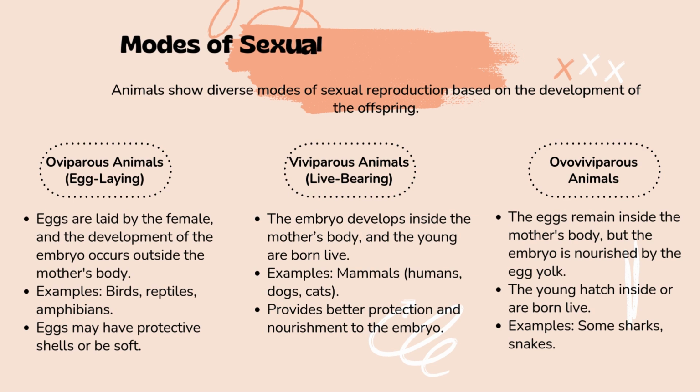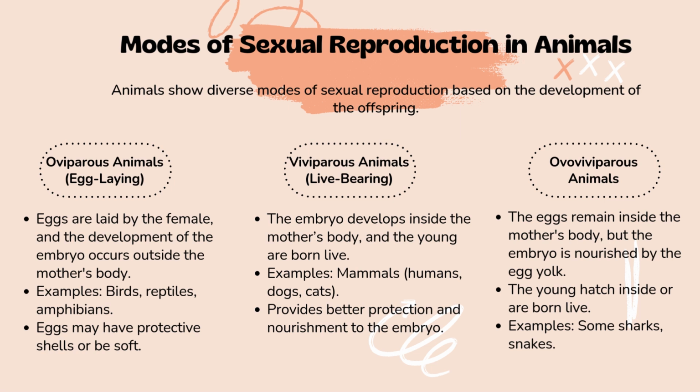Dear students, you should know the modes of sexual reproduction of different types of animals, so let us know about them. Oviparous animals, which are the egg-laying animals, eggs are laid by the female, and the development of the embryo occurs outside the mother's body. Examples: birds, reptiles, amphibians. Eggs may have protective shells or be soft.